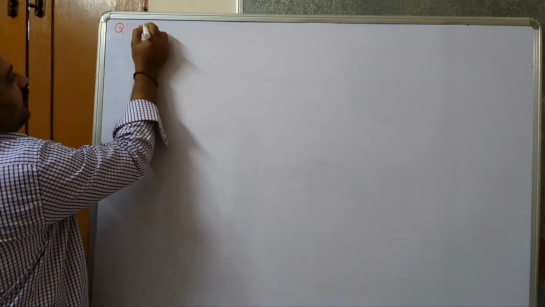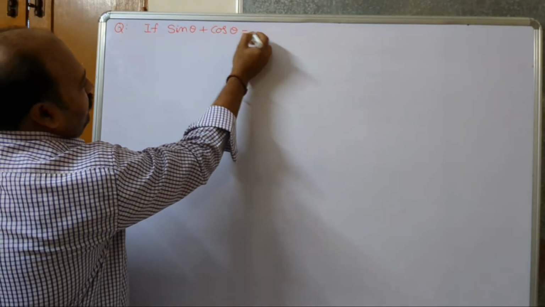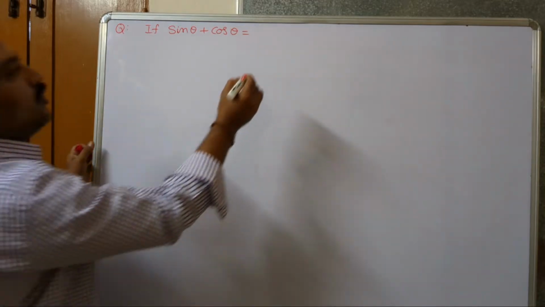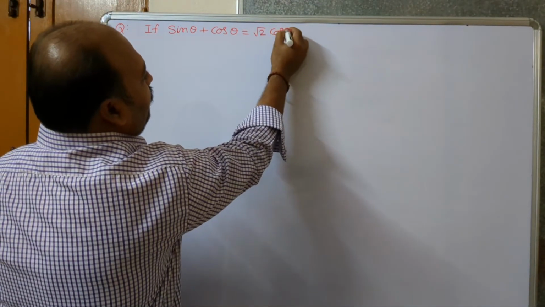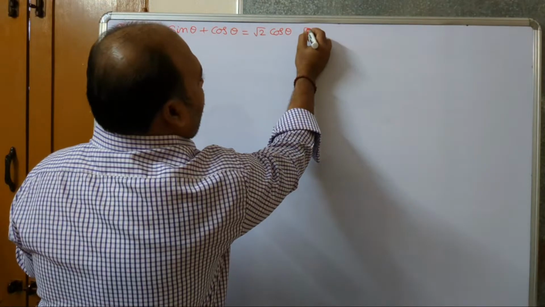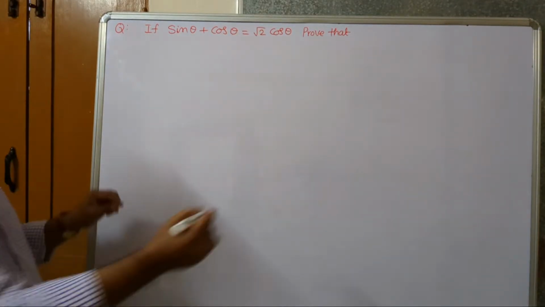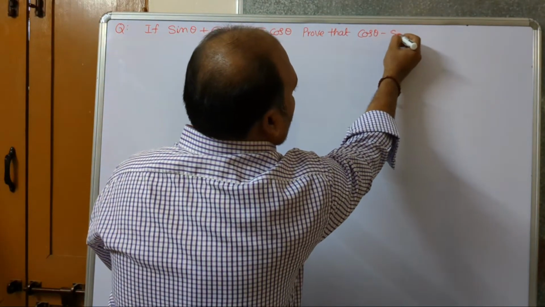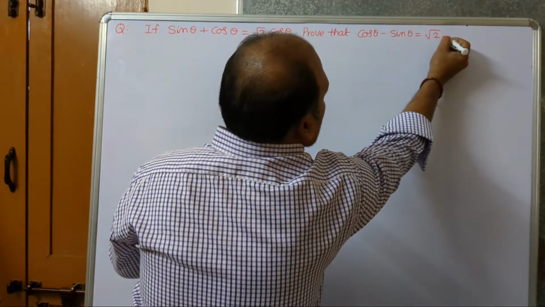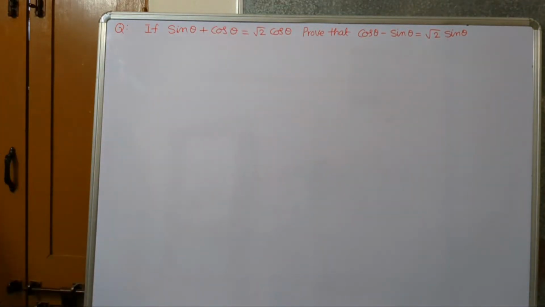The coming question is important in intermediate 2 marks. If sin theta plus cos theta is equal to root 2 cos theta, prove that cos theta minus sin theta is equal to root 2 sin theta. So this is the way they are asking to prove it.